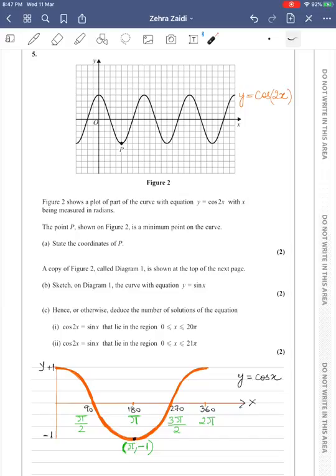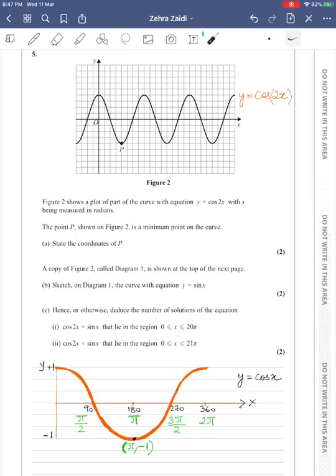Now, first we need to remember what is the relation between the graph of y is equal to cos x and the graph of y is equal to cos 2x. Well, if we take the graph of y is equal to cos x and divide every x coordinate by 2, then we will get the graph of y is equal to cos 2x. However, the y coordinate does not change.